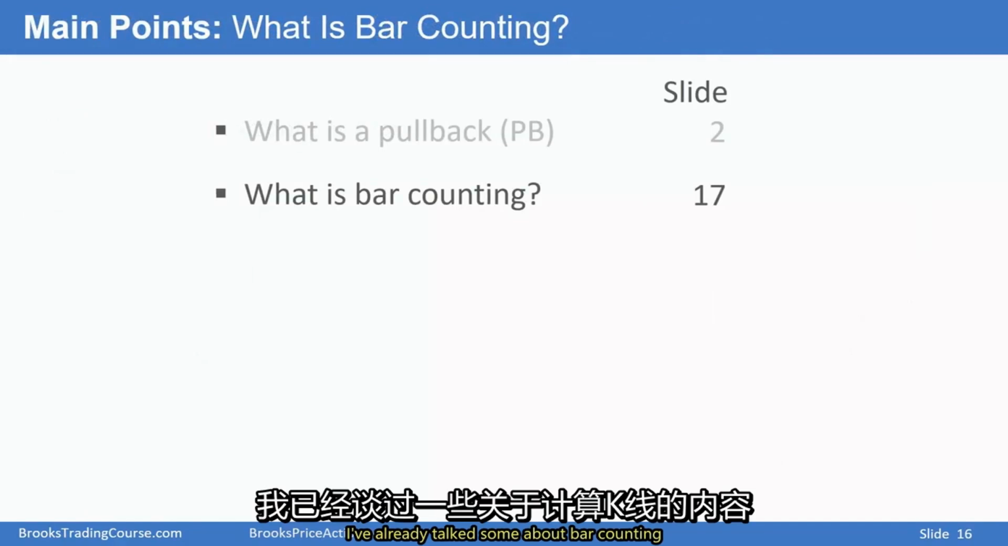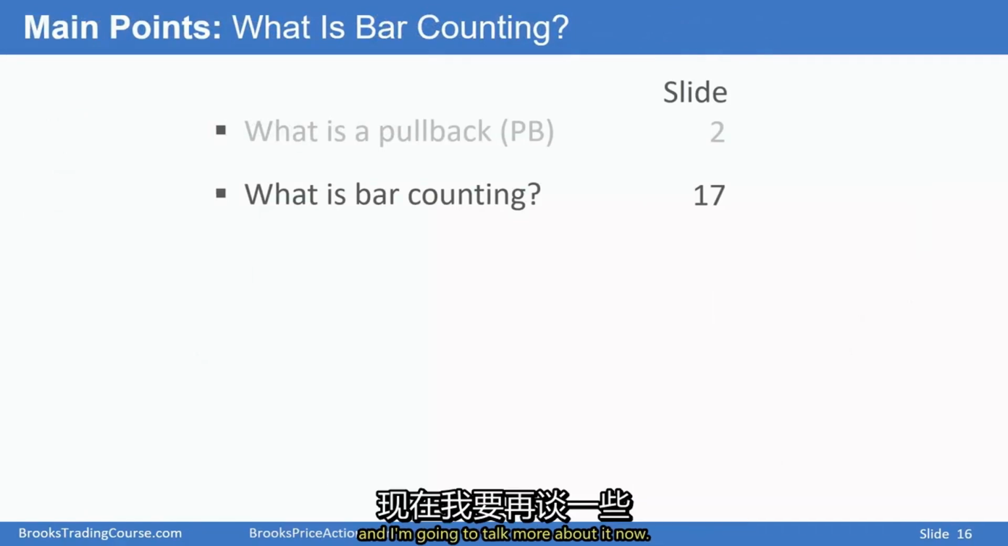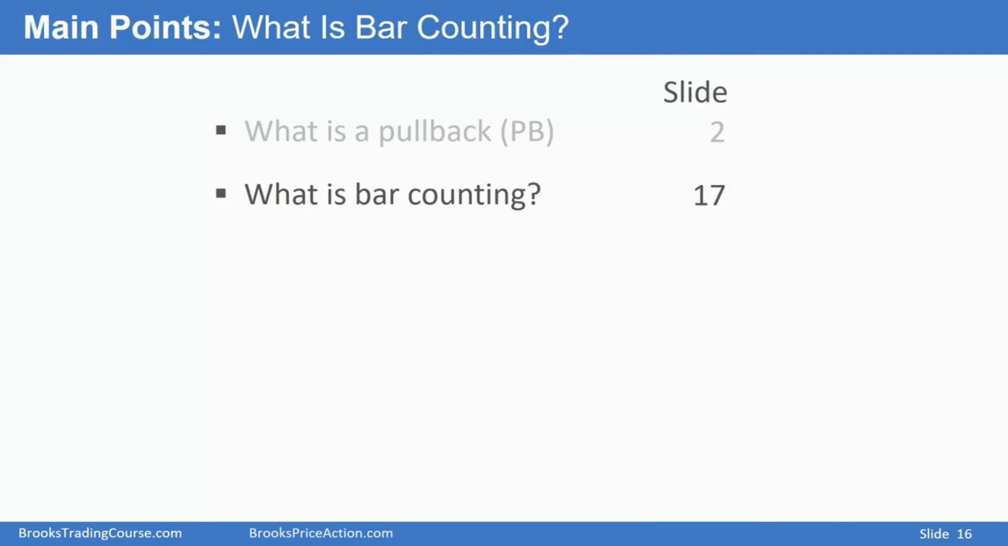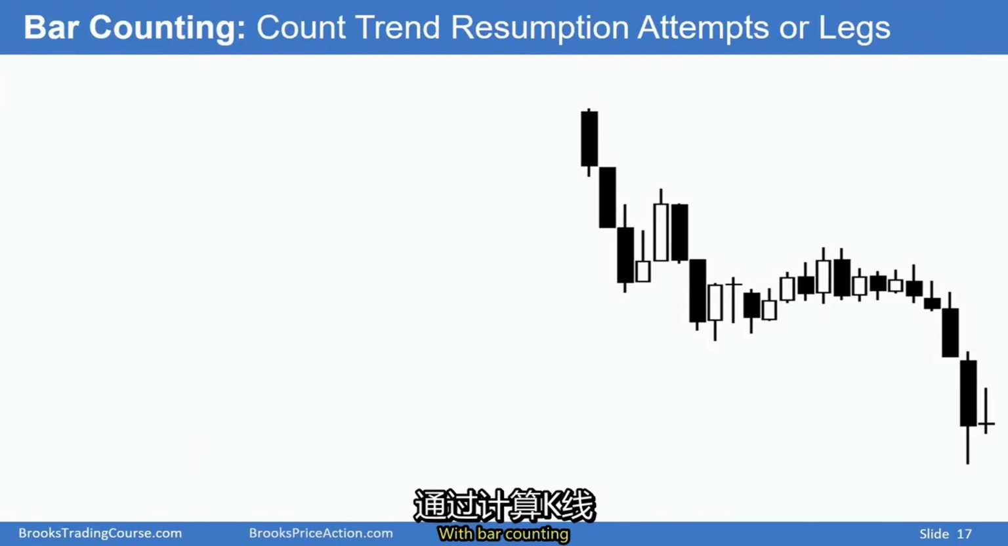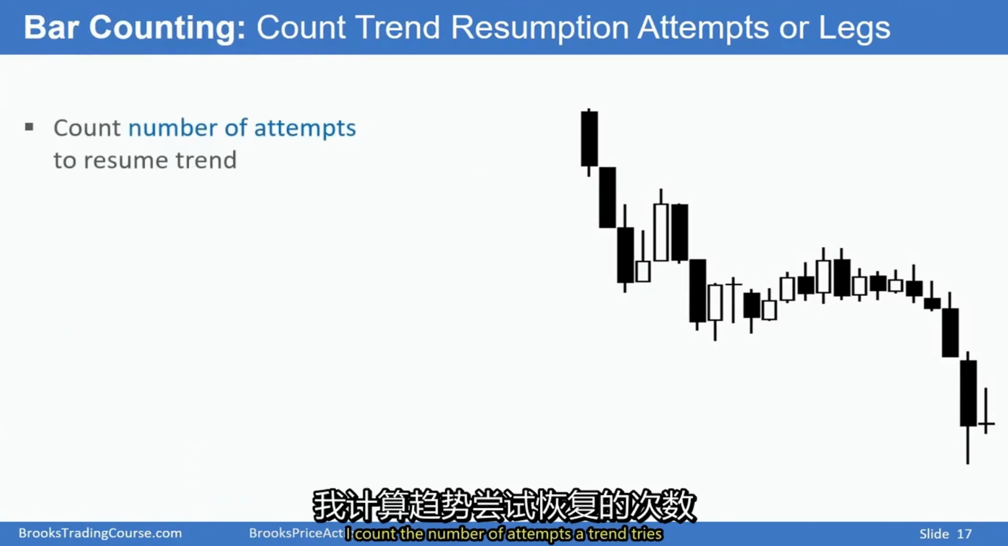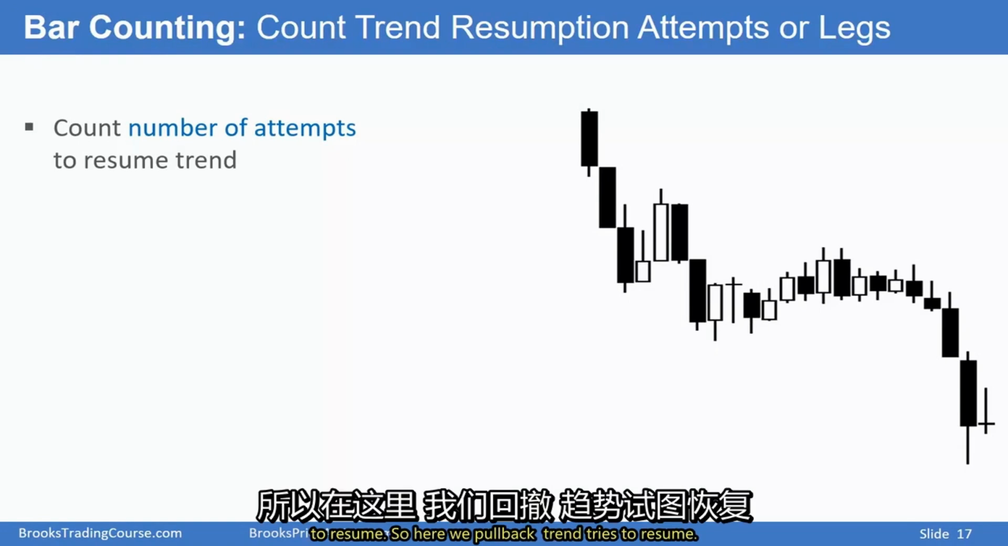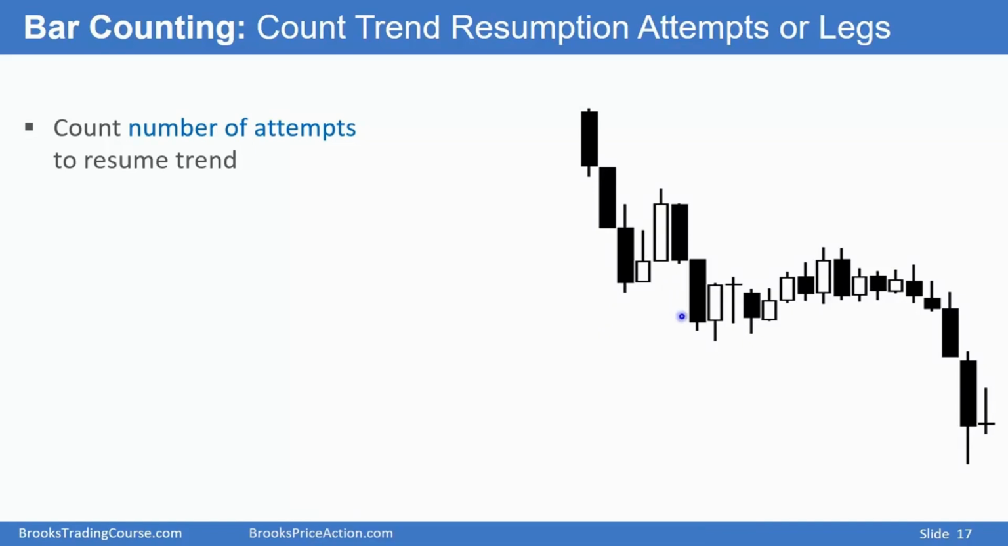I've already talked some about bar counting, and I'm going to talk more about it now. With bar counting, I count the number of attempts a trend tries to resume. So here we pull back, trend tried to resume. Here we pull back, trend tried to resume. Pull back, tried to resume. Pull back, tried to resume.